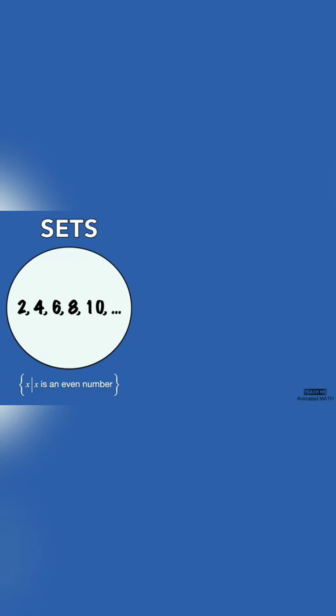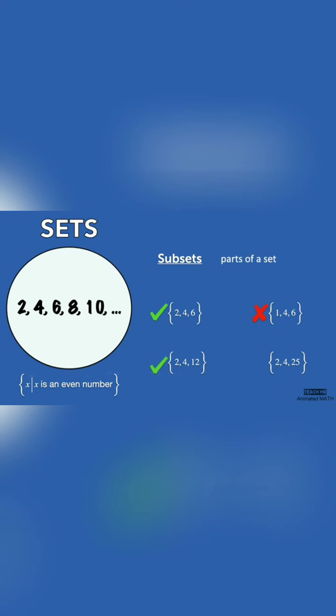Sometimes we need to refer to just parts of a set and not the whole set. These parts of sets are called subsets. Here, the set of 2, 4, and 6 is a subset of the set of even numbers. Let's check these other sets. The set of 1, 4, and 6 is not a subset because 1 is not even. 2, 4, and 12 are all even, so this is a subset. 2, 4, and 25 is not a subset because 25 is odd.